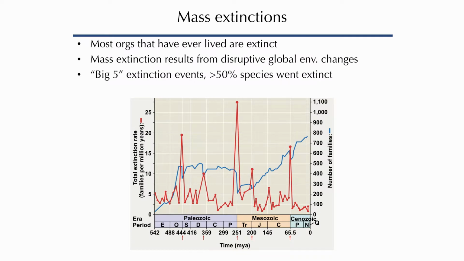Mass extinctions are events when a very large portion of the organisms on Earth are wiped out. So the diversity plummets during those events. Just to remind you that most organisms that have ever lived are actually extinct. Now, these mass extinctions happen relatively fast compared to extinction events generally, but still a lot slower than a lot of the extinction events we're seeing today.